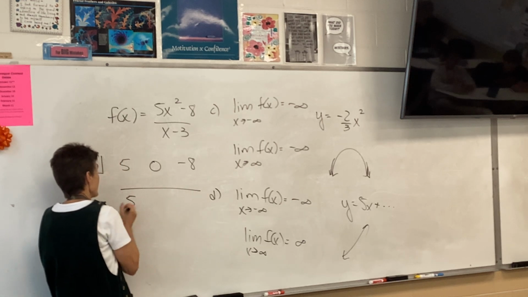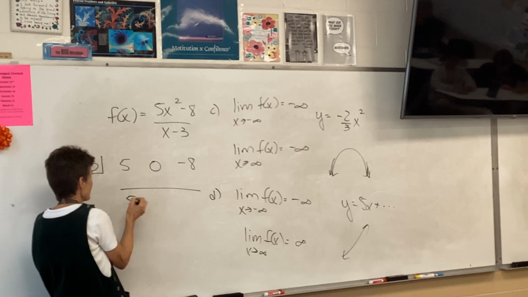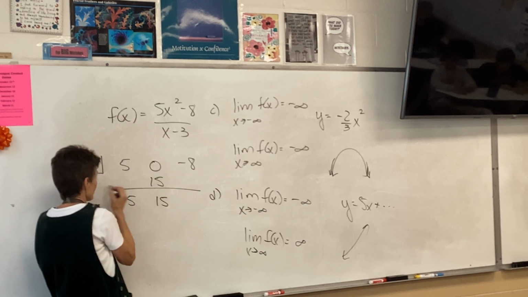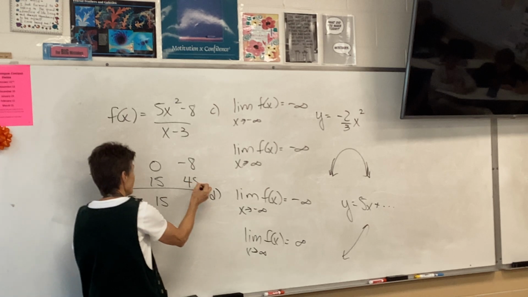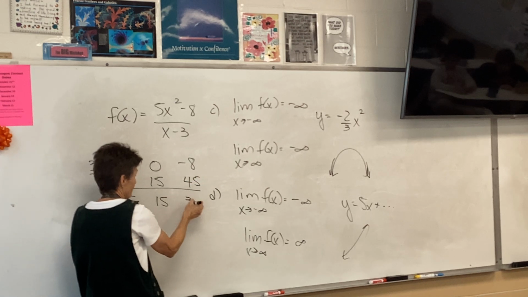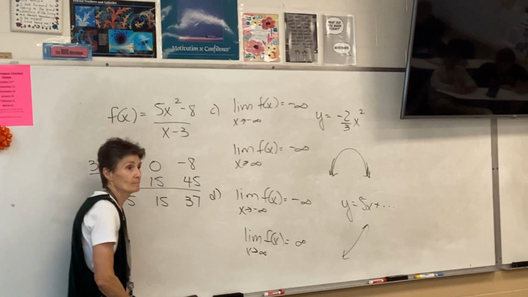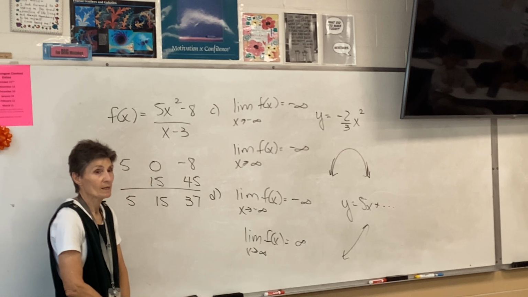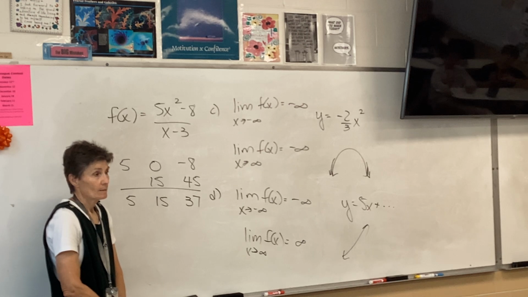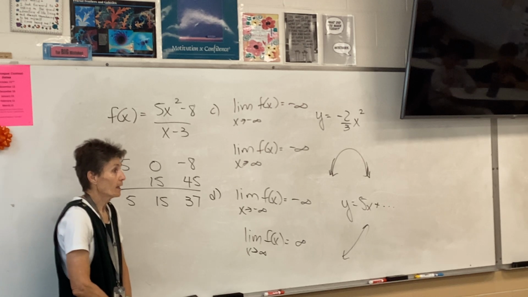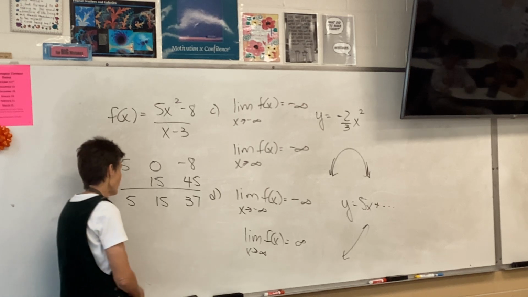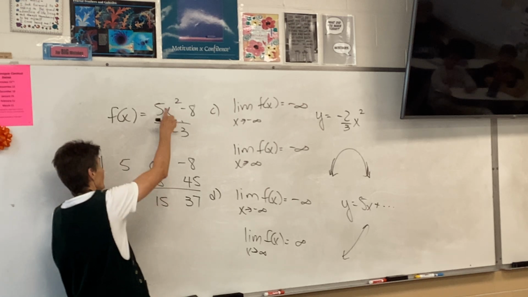Bring the 5 straight down, and then we start multiplying. 3 times 5, 15, add. 3 times 15, 45, add. Remember that from last year? I'll be doing a lot of that in the not too distant future. What's that mean? Okay, this is what I started with.